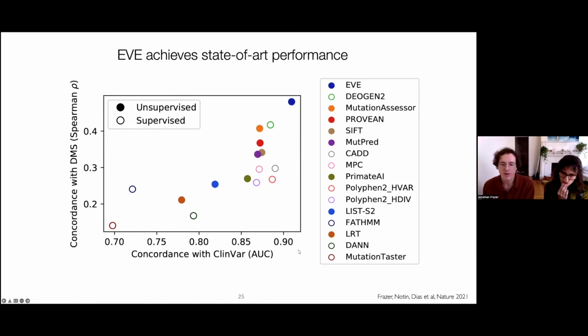We also benchmarked the method against other popular variant effect predictors, and for this we used two different benchmark sets. The first one, the x-axis here, is the clinical labels that Mafalda was just describing, so the ability to separate benign from pathogenic variants.